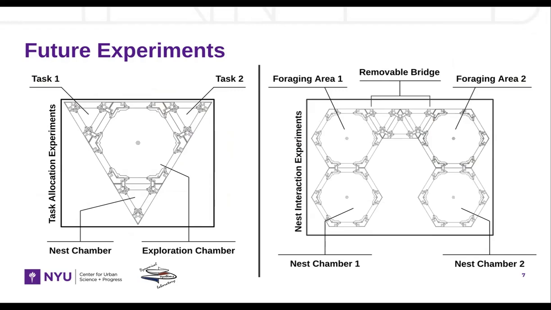We are currently planning to apply OpenNest in a few contexts. The left example will be used to study task allocation to understand how Argentine ants distribute work inside the colony. One of our collaborators is also using the system to conduct experiments on how nests of Argentine ants interact, and have even discussed using three triangles as a removable bridge. These experiments are currently in the planning stage, but are good examples of OpenNest's utility.